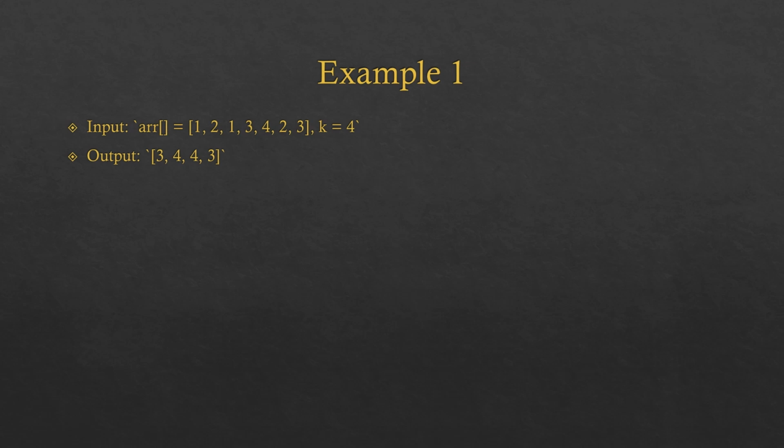Here's an example to clarify. Given the input array containing the elements 1, 2, 1, 3, 4, 2, 3 and window size k equals to 4, the output will be an array representing the count of distinct elements in each window. The result is 3, 4, 4, 3. In the first window, we have 1, 2, 1, 3, which gives us 3 distinct elements. In the second window, we have 2, 1, 3, 4, giving 4 distinct elements.